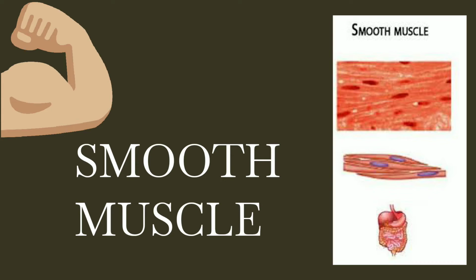The intermediate fibril length here is 30 to 200 micrometer, and the diameter of the fiber is very small, about 3 to 8 micrometer. Poorly developed sarcoplasmic reticulum is seen here, and compared to the skeletal muscle, transverse tubules are absent here. And the major component of connective tissue is endomysium. And one of the important and exciting properties of smooth muscle is that they don't get fatigued.